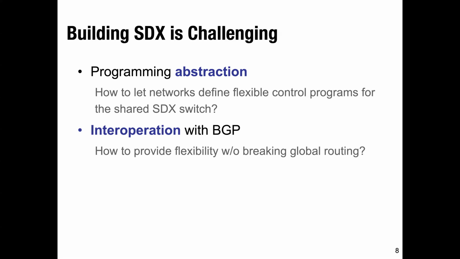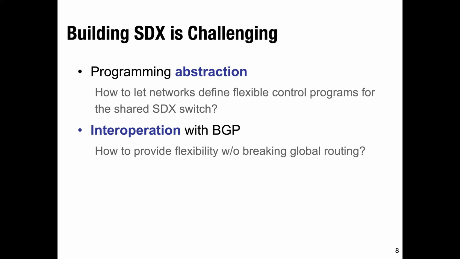And the second question is about the interoperation with BGP. Even though we are making some changes at an exchange point, everybody outside this exchange point is still using BGP, right? And BGP is still the de facto protocol that everybody is using. So we want to make sure that when we are providing this extra flexibility at the exchange point, this is not coming at the cost of breaking global routing, right?